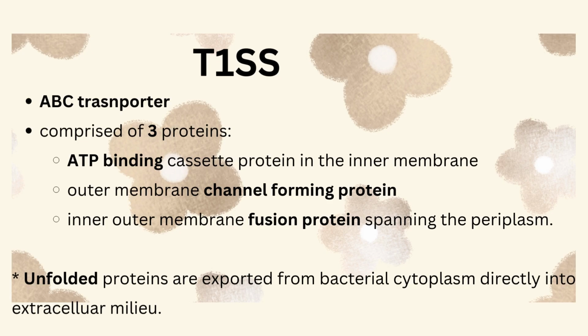The type 1 secretion system is an ABC transporter and is made up of 3 main proteins. An ATP-binding cassette ABC protein located in the inner membrane, which provides energy for transport. An outer membrane channel protein that forms a passage through the outer membrane, and an inner-outer membrane fusion protein that spans the periplasm, linking the inner and outer membrane components. Type 1 is capable of transporting unfolded, very large proteins.